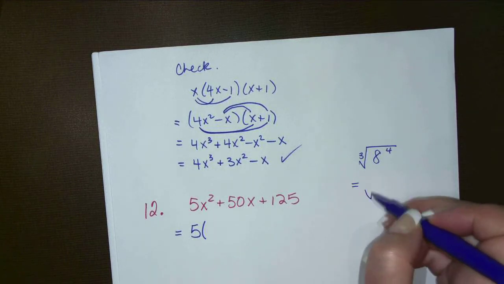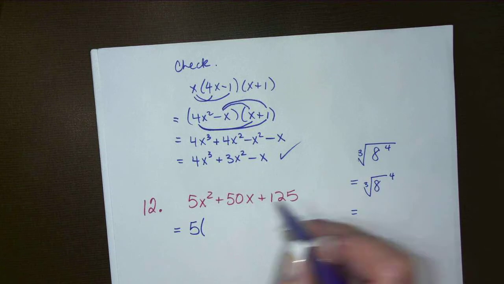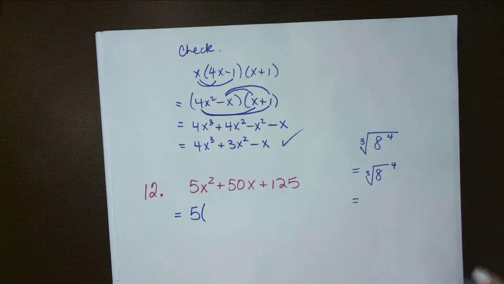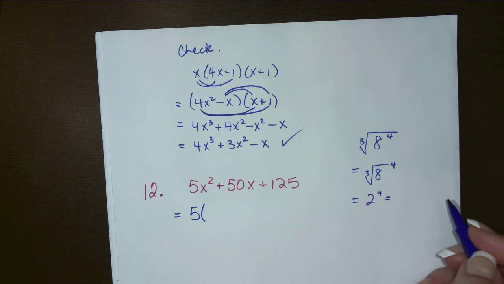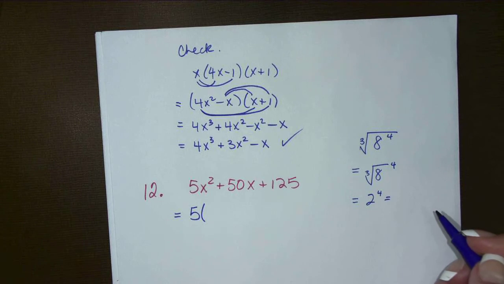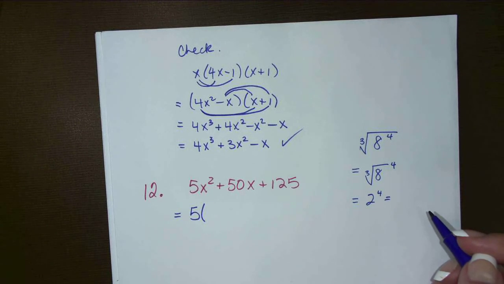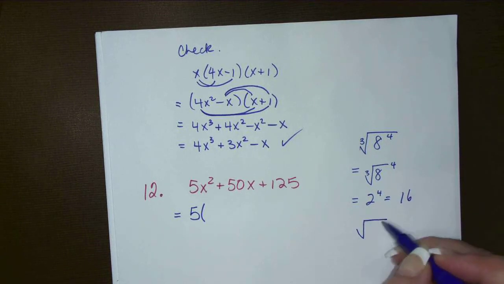This is the cube root of 8 to the 4th power. I know this doesn't look related, but the other question had 5s in it. What's the cube root of 8? 2 to the 4th power? Yeah. Now, one of them was 5 cubed, one of them was 2 to the 4. This is 16. 2 times 2 is 4. Times 2 is 8. Times 2 is 16.